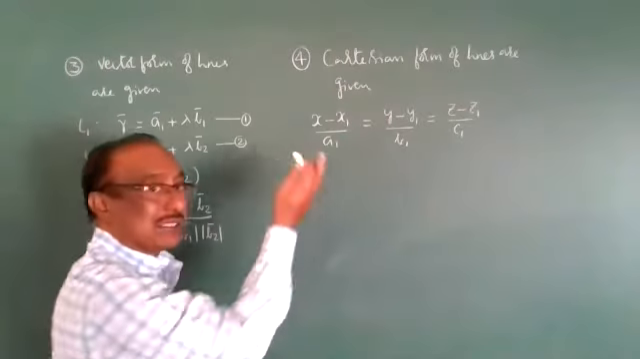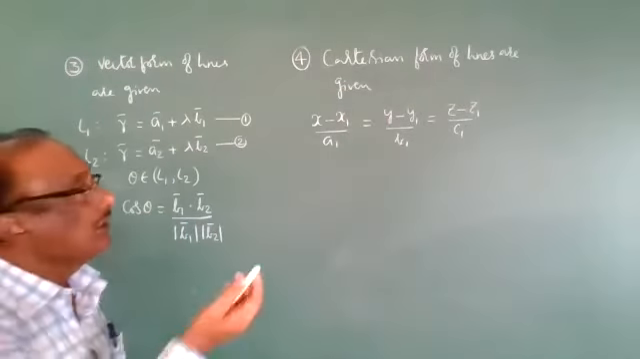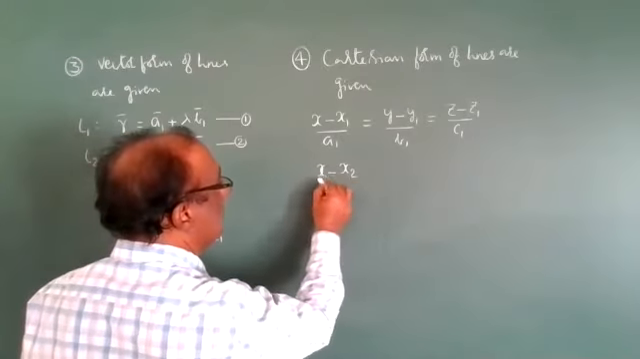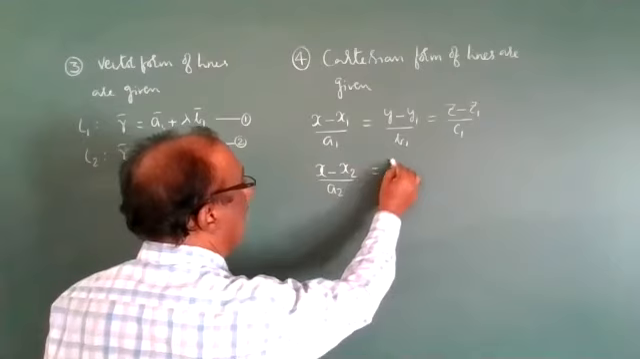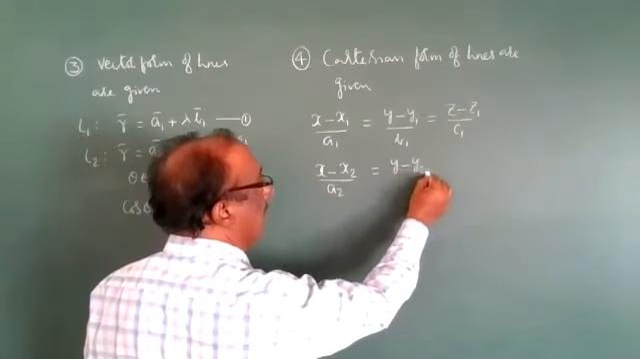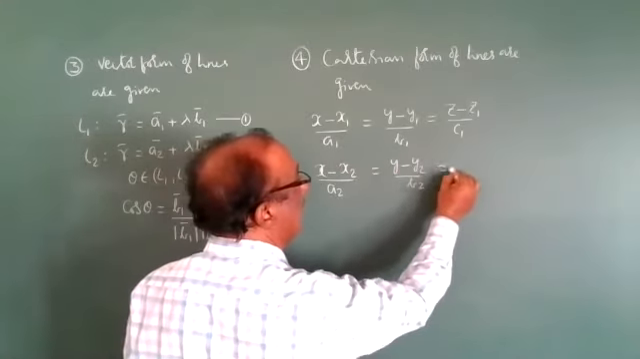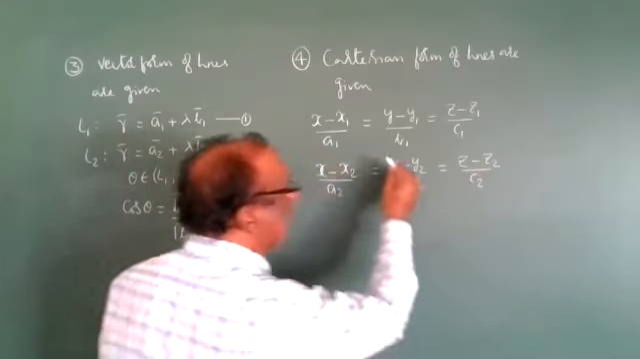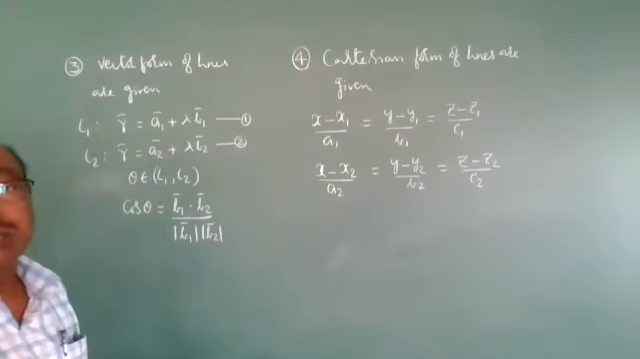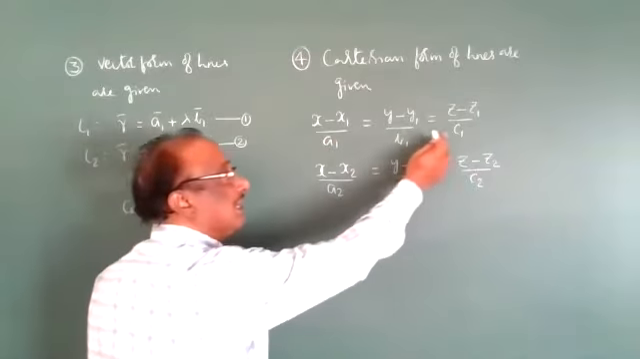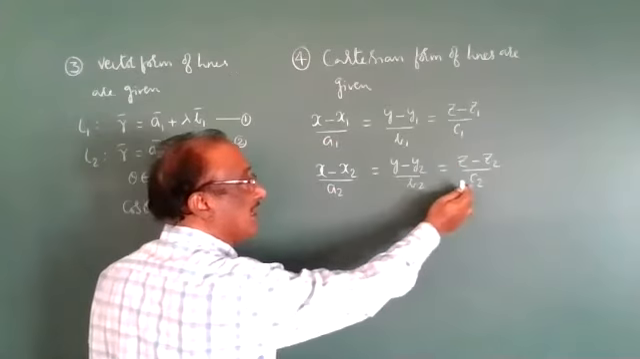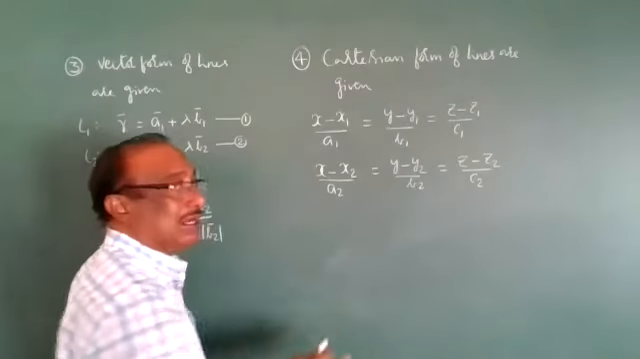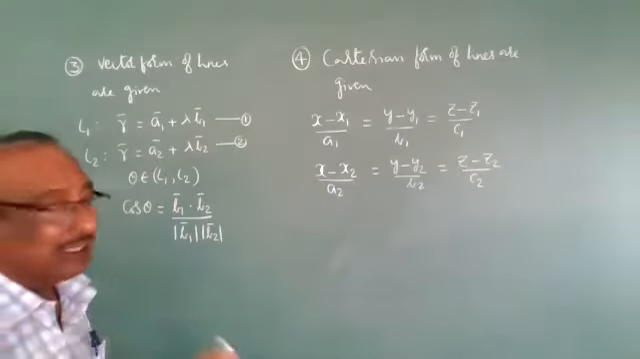Or x2 minus x1, also we can write DRs only. So the second Cartesian form of the line is x minus x2 by a2, y minus y2 by b2, and z minus z2 by c2. So these are two lines. What are the DRs we can observe? The first line's DRs are the denominators, the second line's DRs are the denominators. Don't take the points, only take the DRs.